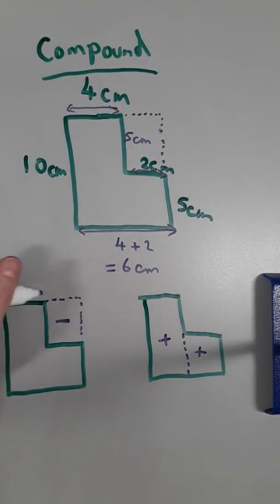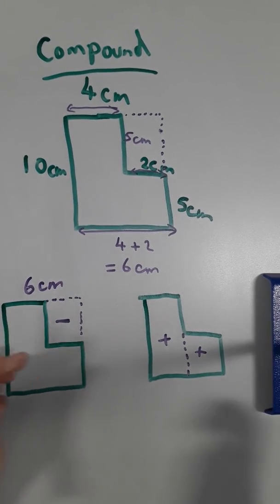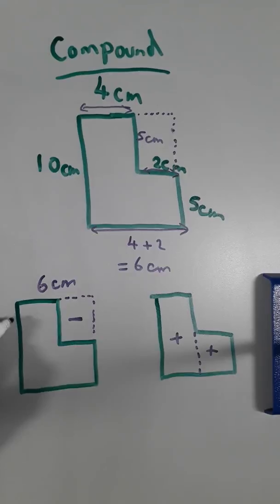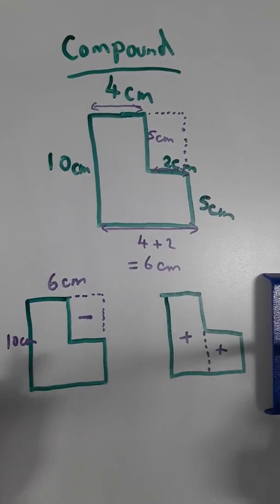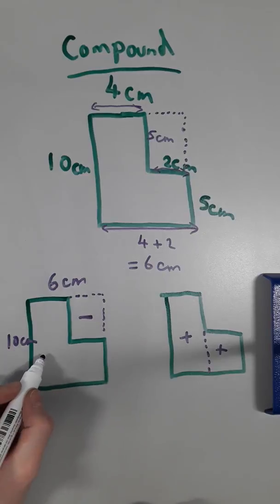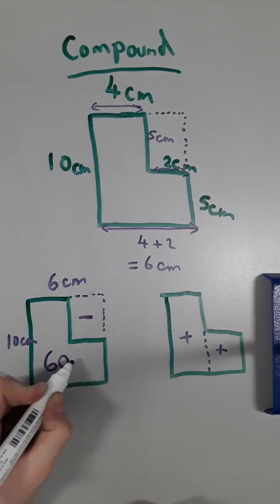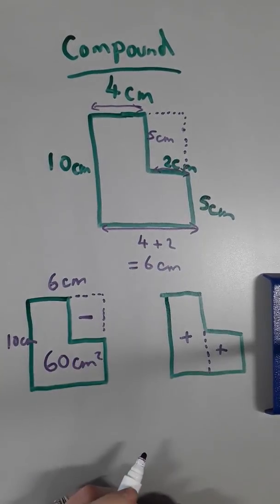So if I'm working with the larger rectangle, I know that this full length is 6 centimetres and this full length is worth 10 centimetres. So I'm going to times these two together, and that gives me 60 centimetres squared in total.